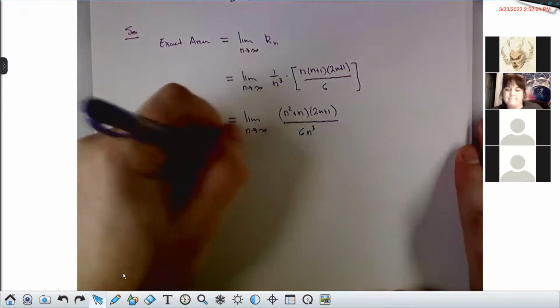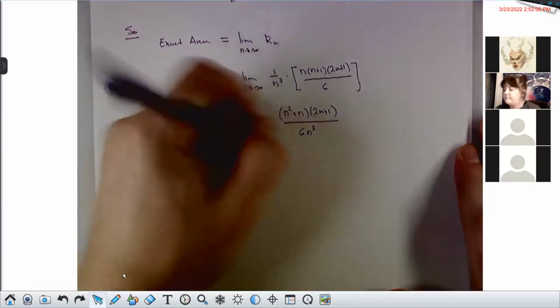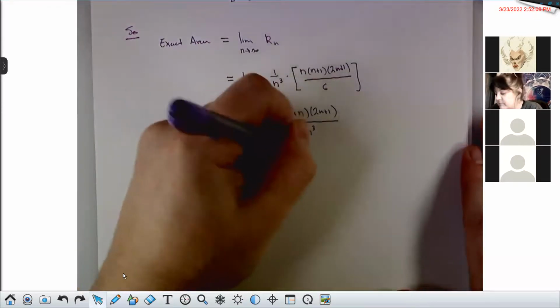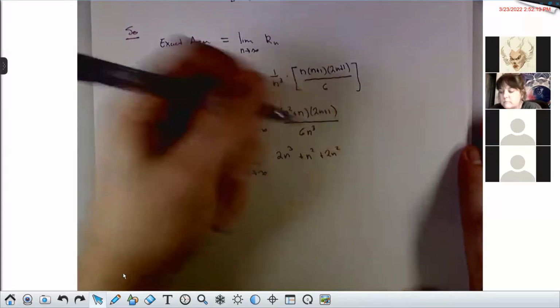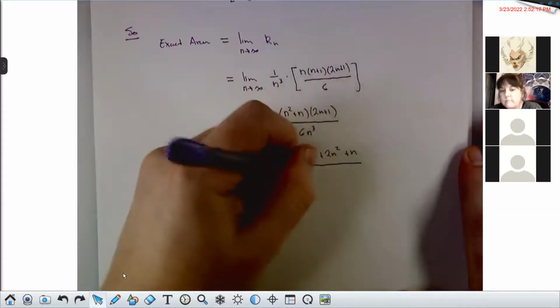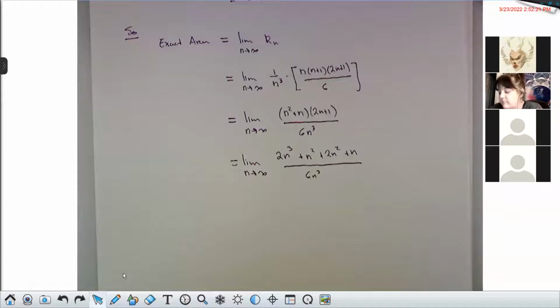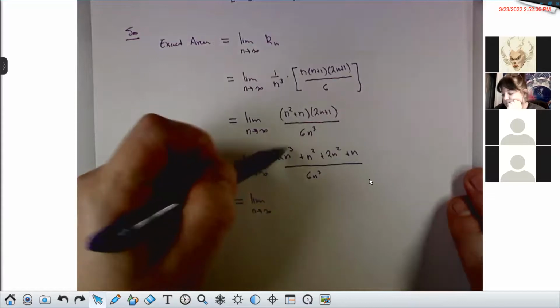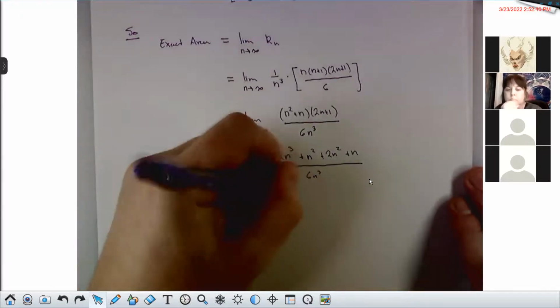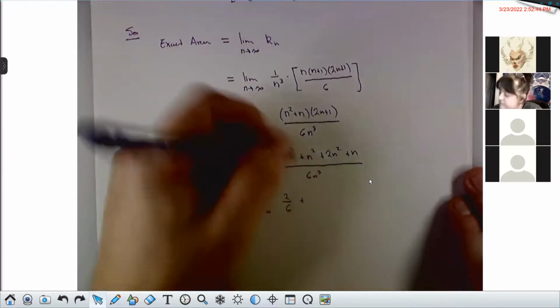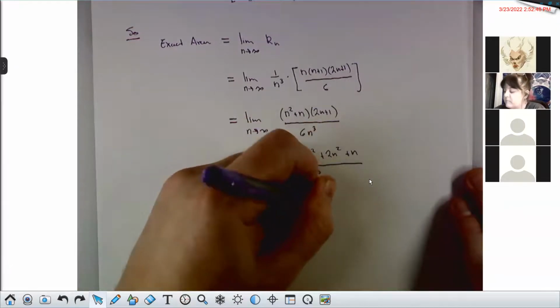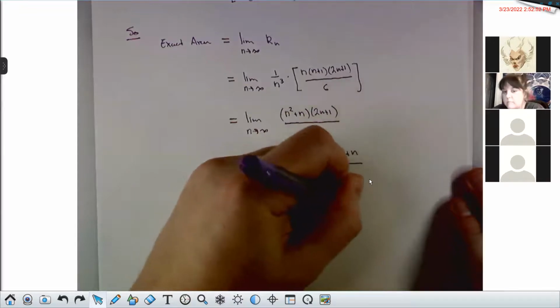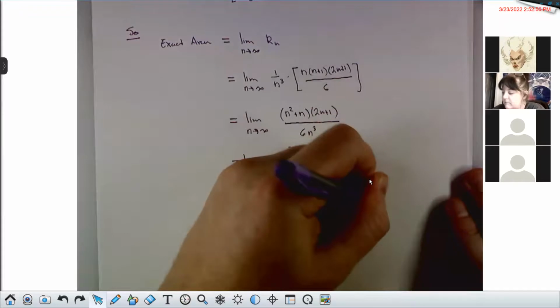So we can then FOIL out the top. And finally, if I want to take this limit, I think the easiest way here, if you divide top and bottom by the fastest growing term, which is n cubed, you get 2 over 6 plus 1 over 6n plus 2 over 6n plus 1 over 6n squared.